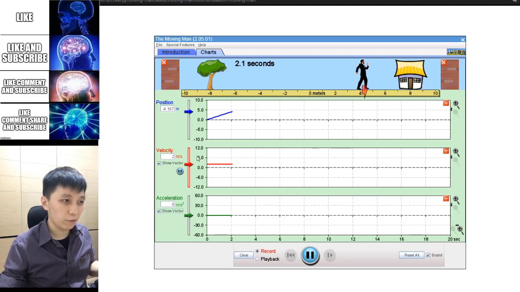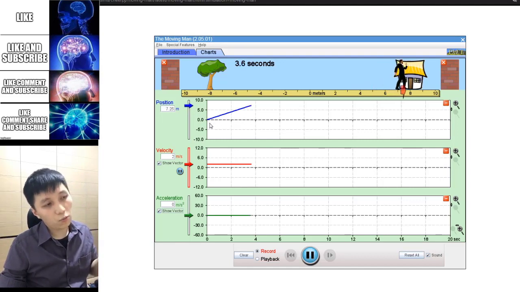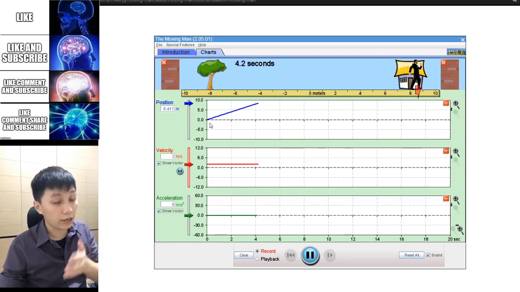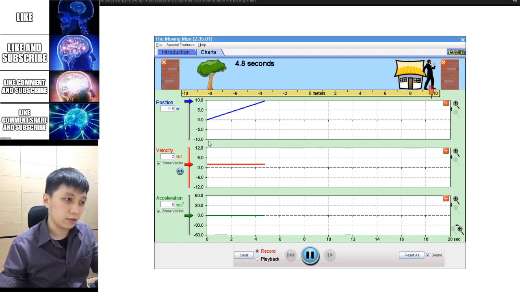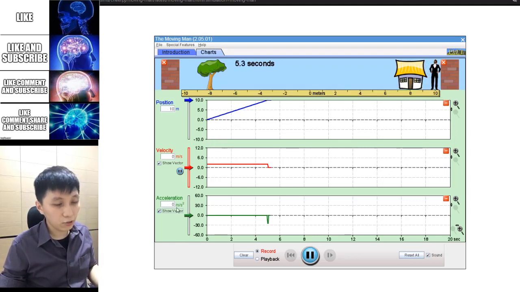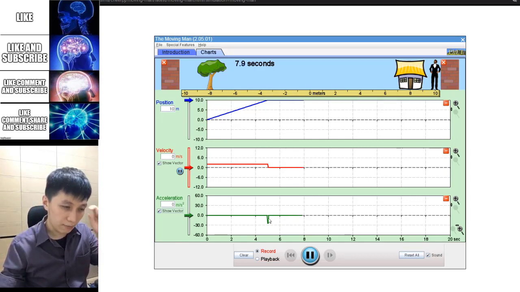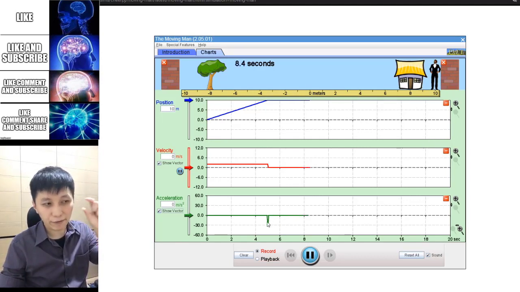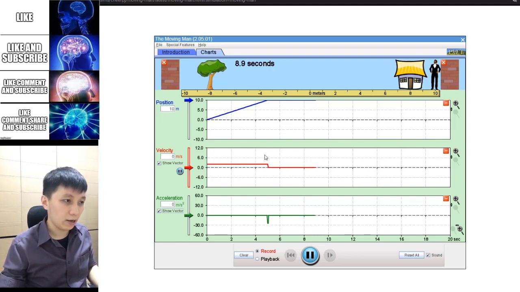You can see the man is moving with a constant velocity because we don't change it once we start the motion, and the position changes at a constant rate. The rate, of course, is the velocity itself. Acceleration was 0 all the time because velocity didn't change at all, until now the man hits the wall and therefore has to stop, so there must be a spike of deceleration there, and now you can see the velocity becomes 0.